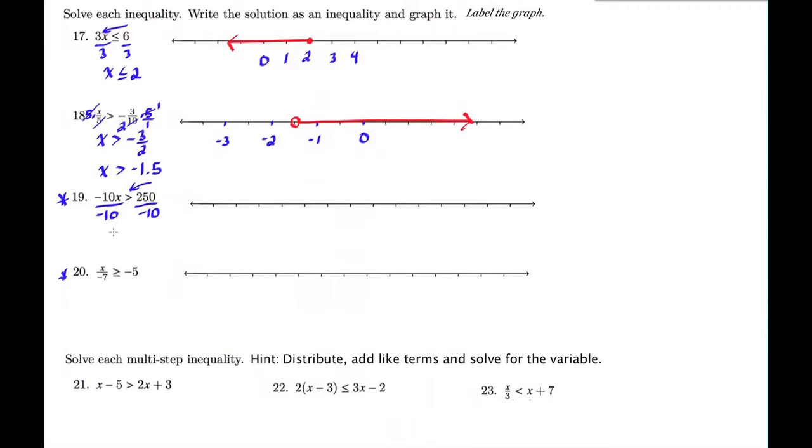So negative 10 divided by negative 10 cancels, so I get x. And now over here I get zeros that cancel, but this 25 divided by negative 1 becomes a negative 25. Now I have to change this sign. So it said greater than, now it's less than. X is less than negative 25. I don't include negative 25, so it's an open circle, and it's everything to the left.